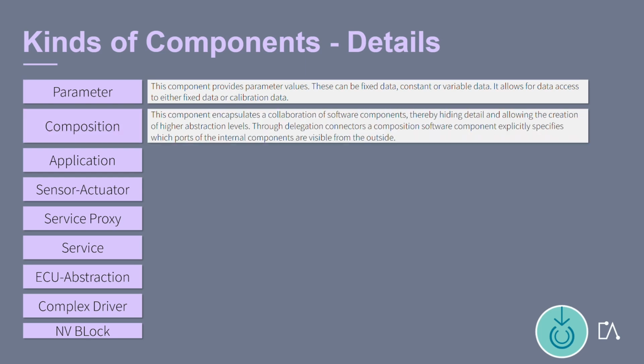The composition component encapsulates a collaboration of software components, thereby hiding detail and allowing the creation of higher abstraction levels. Through delegation connectors, a composition software component explicitly specifies which ports of the internal components are visible from the outside.